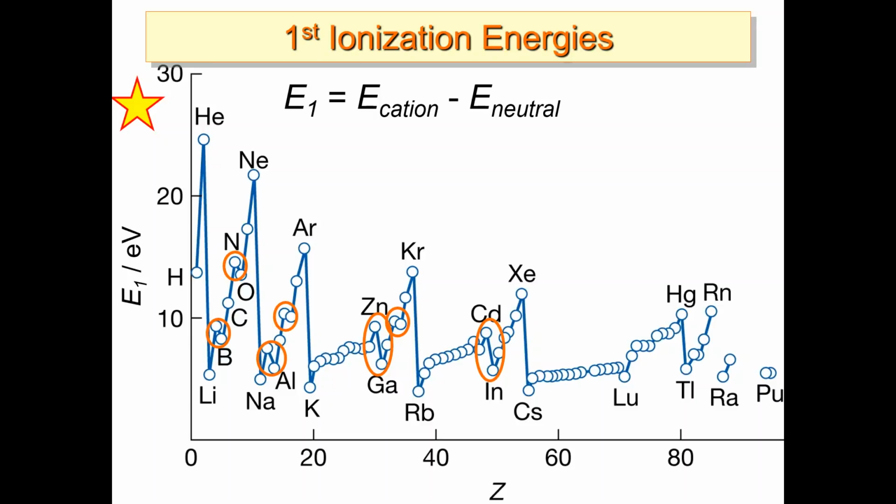So these are the first ionization energies. And this, like spectroscopy, is a difference between 2 levels. One energy level is a neutral atom, and one energy level is the cation. Okay. And so you have this E1, this ionization energy. You've got the energy level of the cation, and the energy level of the neutral.